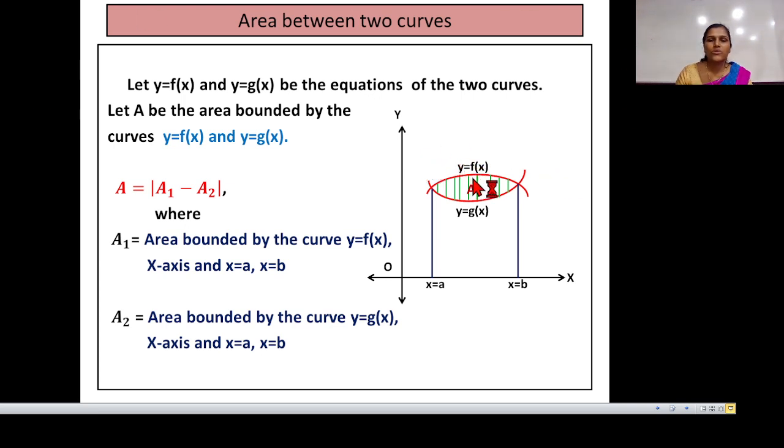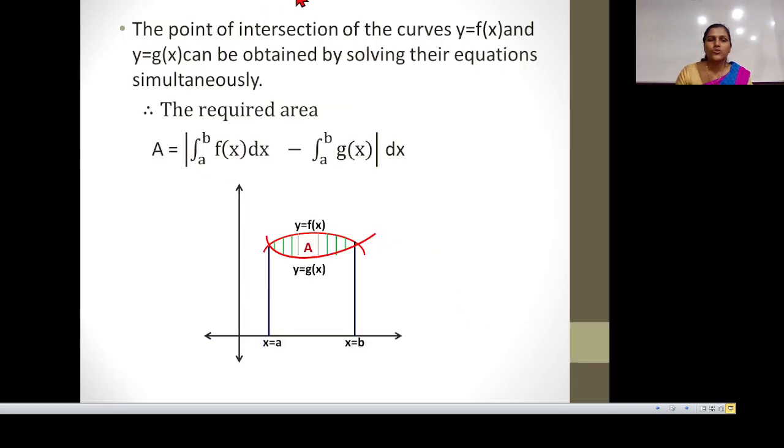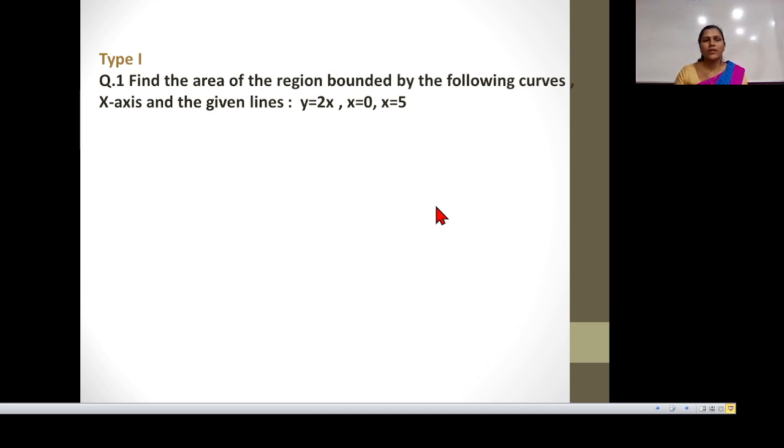So in this case you will find this area as the difference between these two curves' integrations between these two limits, that is, from x is equal to a to x is equal to b. So you will find the formula for this shaded portion A. We get the formula as A is equal to integral a to b f of x dx minus integral a to b g of x dx. With the help of this formula, you will find this shaded portion, that is, the area enclosed between any two curves. Now we will talk about our examples.